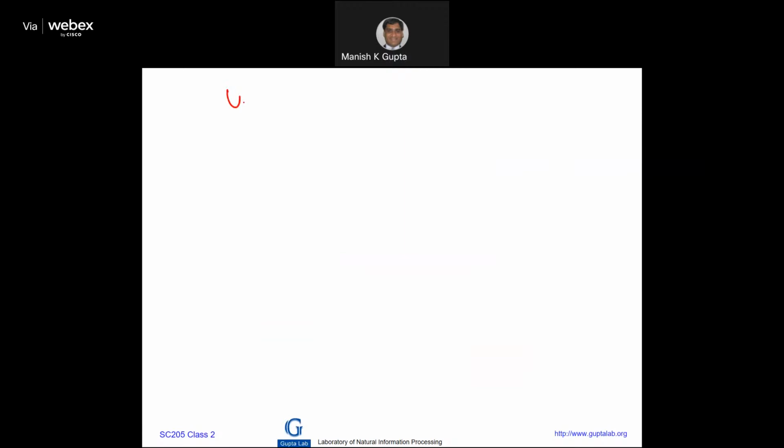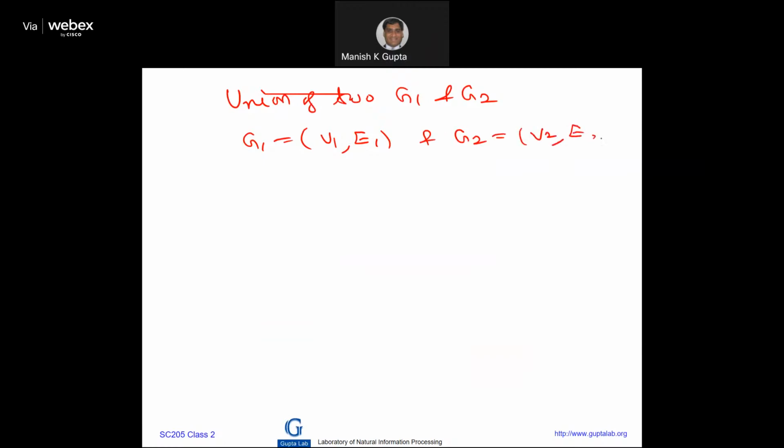Okay, now we can talk about union of two graphs. I'm always talking about simple graphs. G1, G2 are simple graphs. So G1 is V1 comma E1 and G2 is V2 comma E2. Union graph G1 union G2, I can say V1 union V2 and E1 union E2.